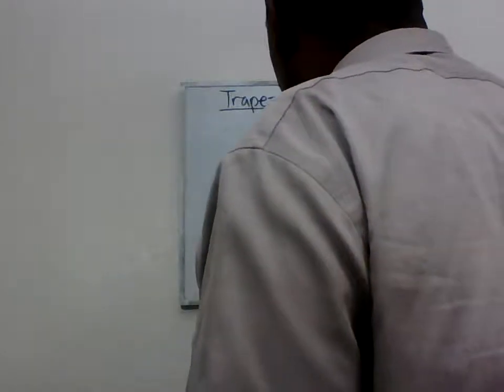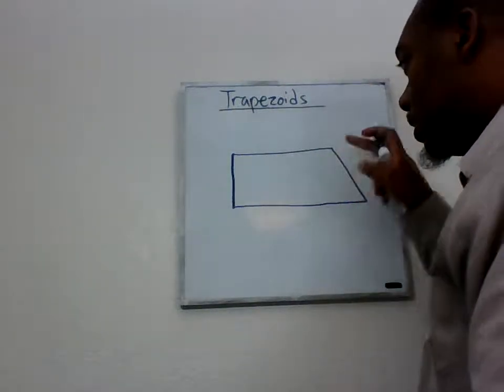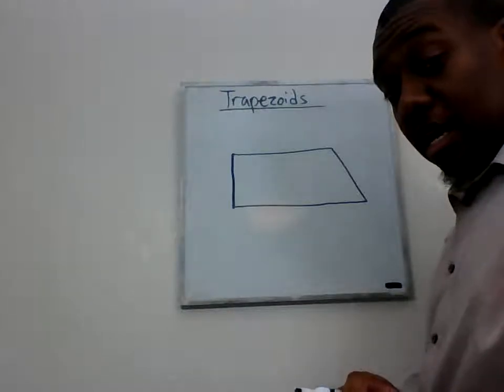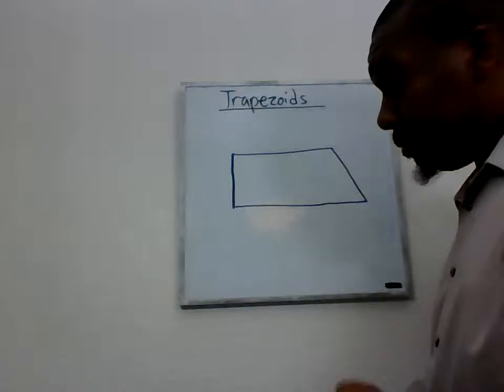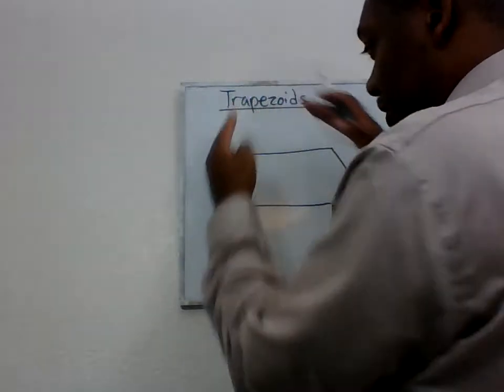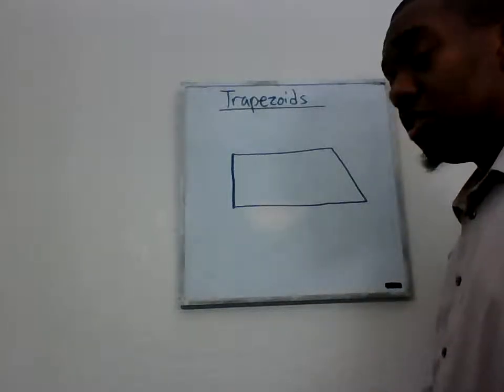So, for instance, this is a trapezoid. These two sides are opposite of one another and they would never intersect if you extended them out. Therefore, they're parallel. The other two would intersect at some point. All right, so here's a trapezoid.